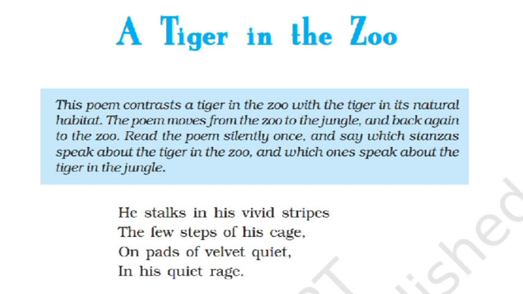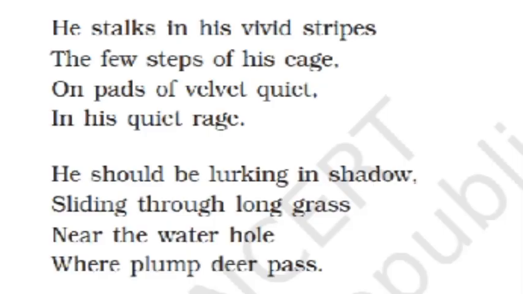Now moving to our next stanza. Now stanza 2. What happened? Again, he should be lurking in shadow and sliding through long grass near the water hole where plump deer pass. Now I hope, dear students, you can get the idea that long grass and natural surroundings are referred to here by the poet. Which means what? Here our tiger is in his natural habitat. He has limitless space. He has his own space.